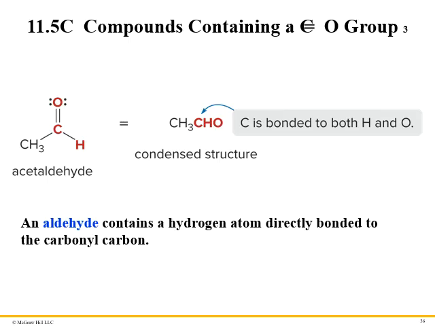When we look at aldehydes, this is actually the simplest one. It's called acetaldehyde. We can do condensed structure, or we can just draw out the molecule. It really depends on how much information we're looking to convey. An aldehyde contains a hydrogen atom directly bonded to the carbonyl carbon. The carbonyl carbon is the one with the carbon oxygen.